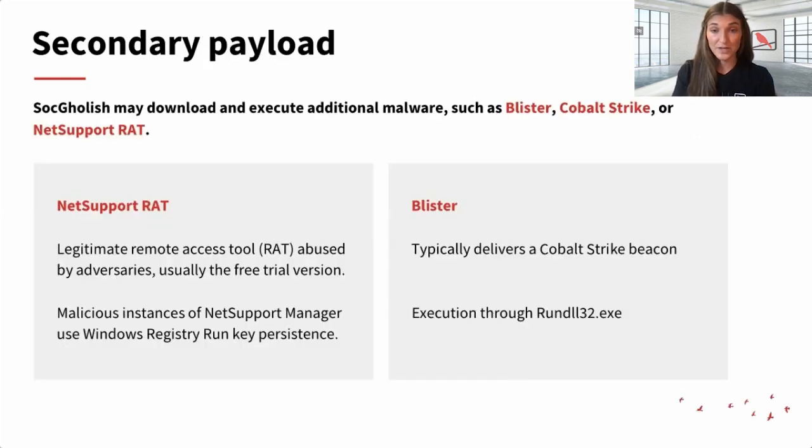Here we go. The secondary payload could be Blister, like we previously mentioned, Cobalt Strike, NetSupport RAT. About half the time that payload was NetSupport, and the other half the time it was Blister with an embedded Cobalt Strike payload. So NetSupport is a remote access tool, that's what that RAT stands for, that can be leveraged maliciously to use Windows registry run key persistence. And then Blister is pretty new. It's a loader that's been seen containing Cobalt Strike beacons or other remote access tools as well.